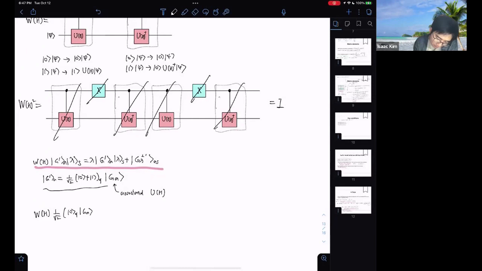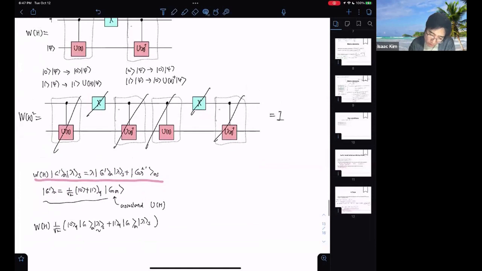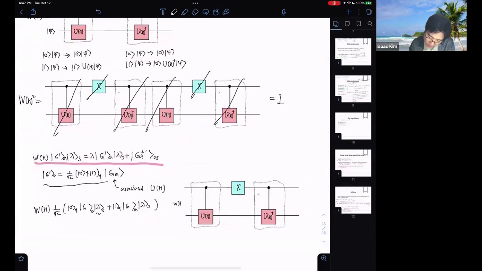So without loss of generality, I'll assume that I'm in the energy eigenstate lambda. Yes, so that's the initial state, and we apply W of H. So remember, this was W of H. Let's see what happens.